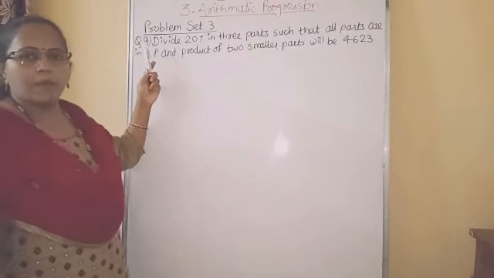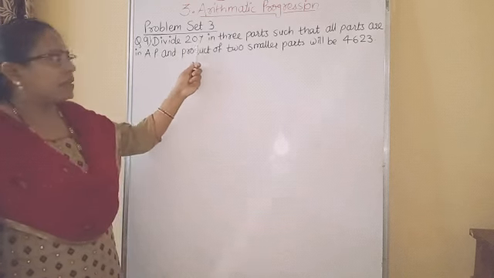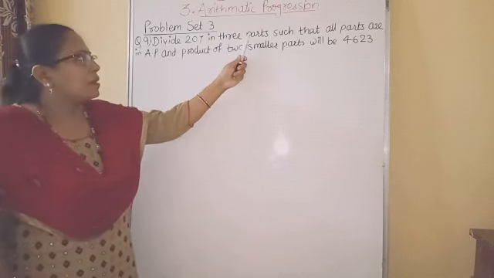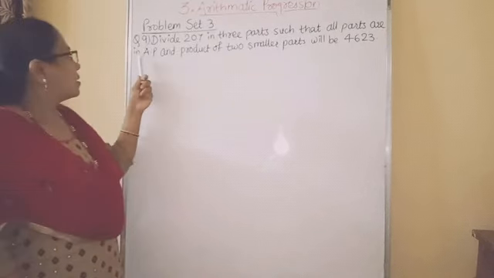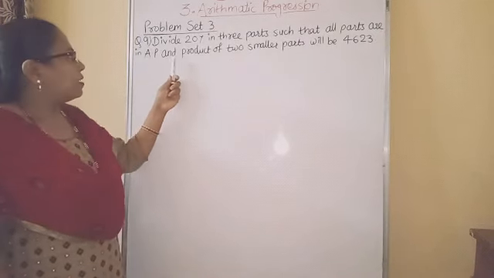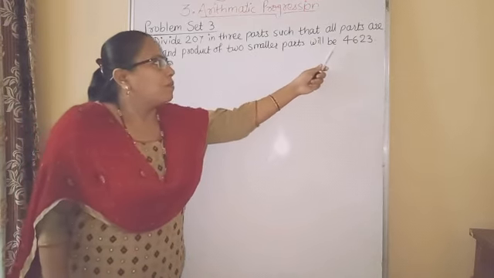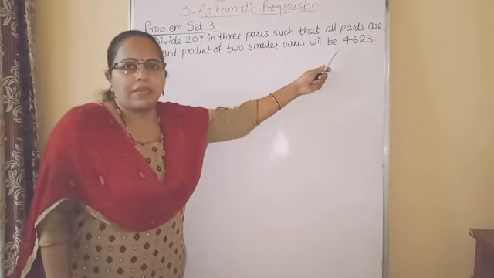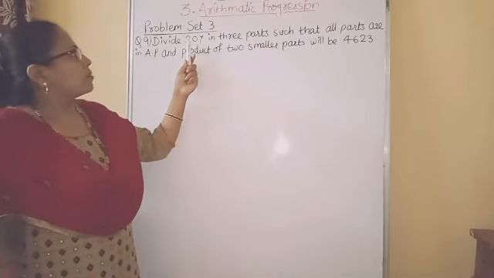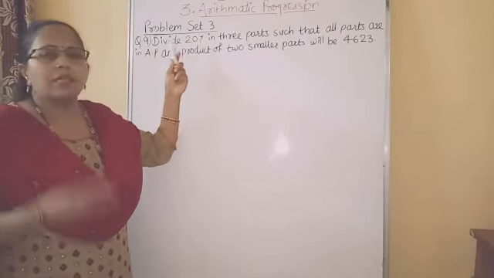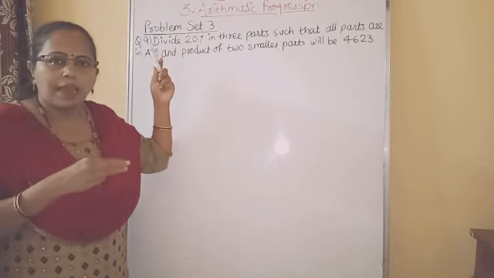Now next question number 9. Divide 207 in 3 parts such that all parts are in AP and product of 2 smaller parts will be 4623. Okay, so here we have to divide 207 in 3 parts and all these 3 parts are in AP.